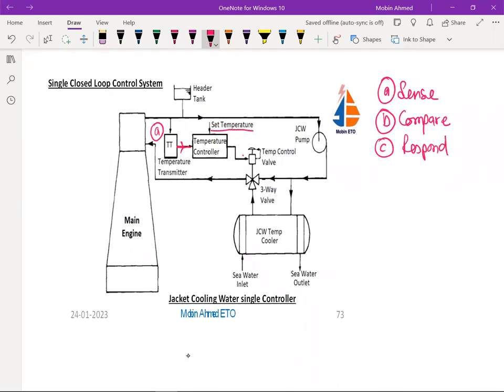When it is going to respond, it is going to give the control output and it is given to the temperature control valve. This temperature control valve is going to move the three-way valve. This three-way valve is going to divert the water.